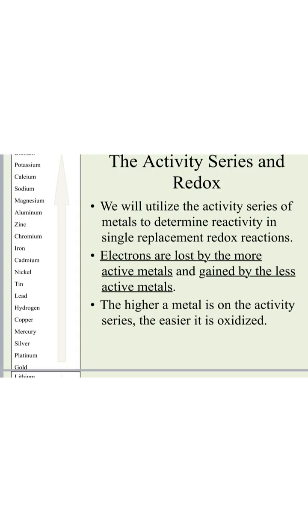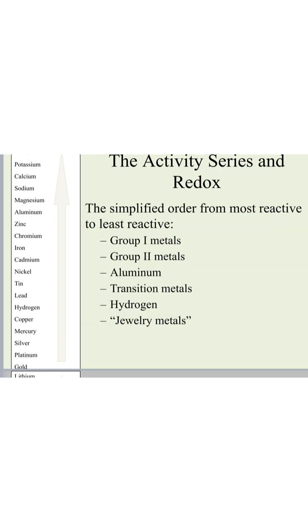So I don't know if y'all remember the activity series from last semester, our hot or not list. We are going to use that activity series to determine whether a battery cell is very effective or not, okay? So electrons are lost by our more active metals, so the hot metals, and gained by the less active metals, or the not metals. The higher the metal is on the activity series, the easier it is to oxidize. So to simplify, from our most reactive to our least reactive, group 1 and 2 metals are our most reactive, followed by aluminum, then our transition metals, hydrogen, and finally our jewelry metals.